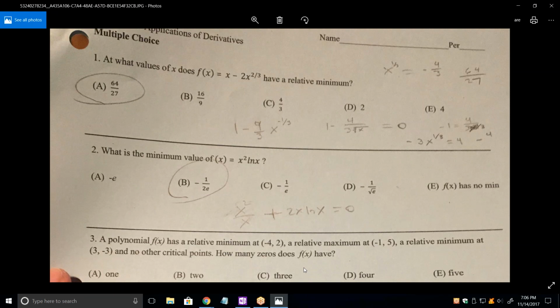So, took the derivative. Is that 1 minus 4/3 x to the minus 1/3? Yep. Okay. And then you're going to set that whole thing equal to 0.